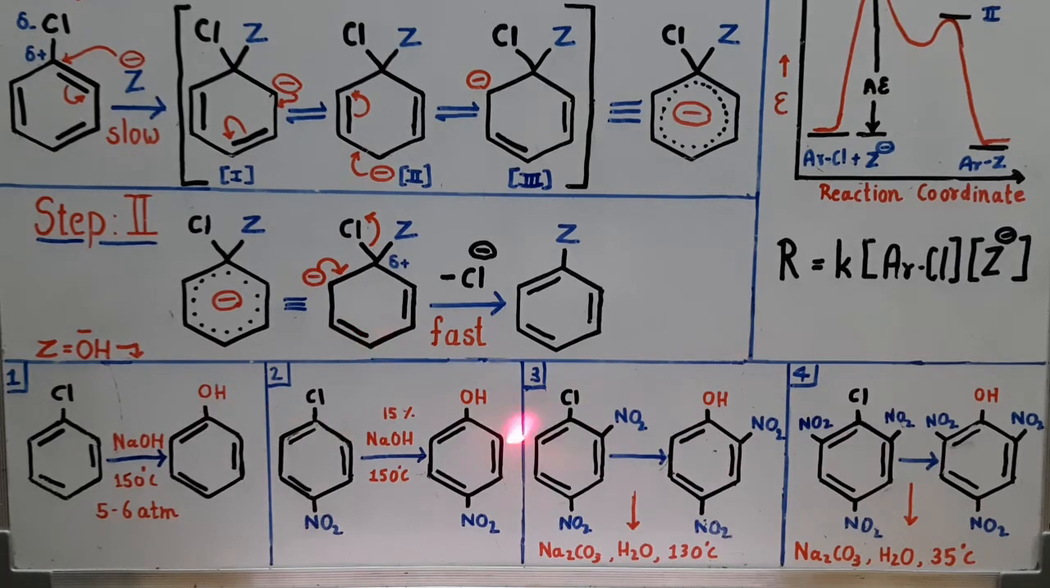So we can say that introducing an electron withdrawing group at ortho and para positions will increase the rate of the reaction and make the substitution reaction easier. So now you can raise the question, what is the role of the electron withdrawing group and why are only ortho and para positions effective? So let's see.